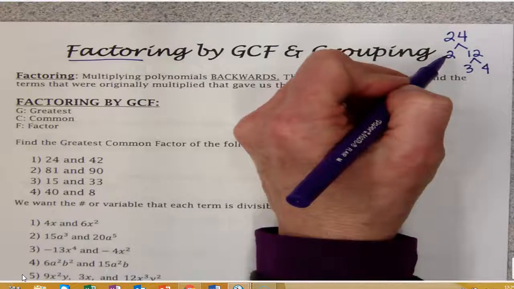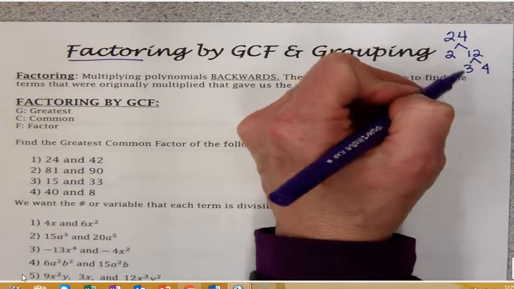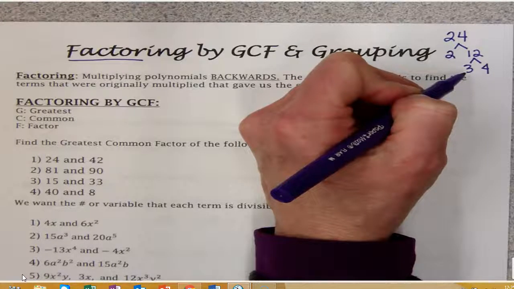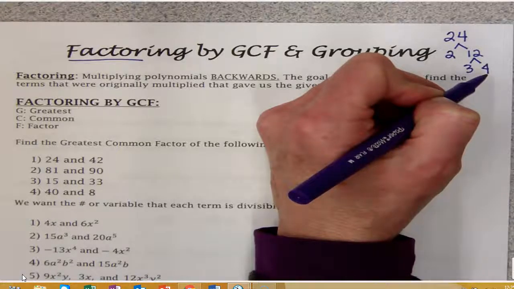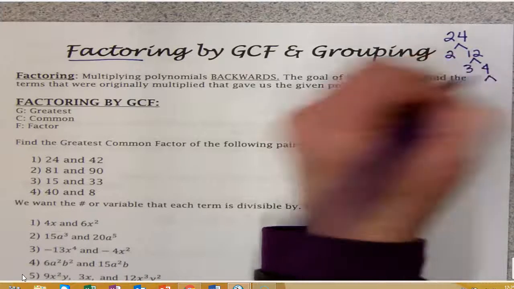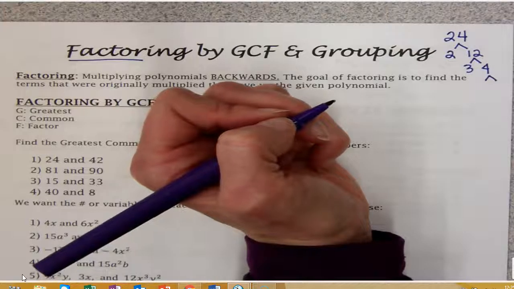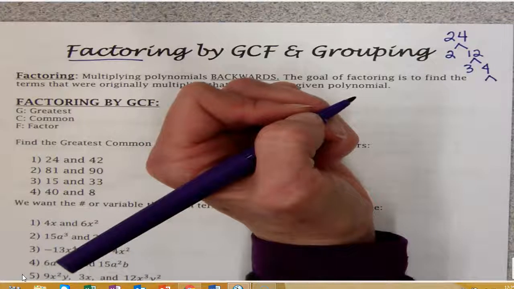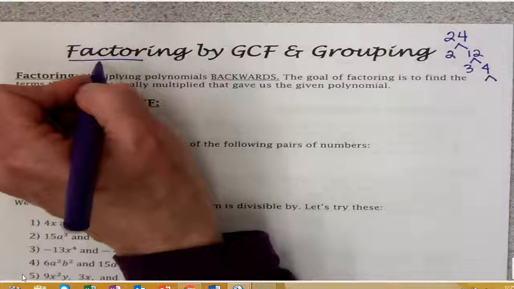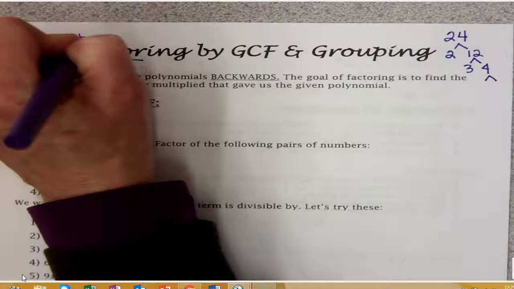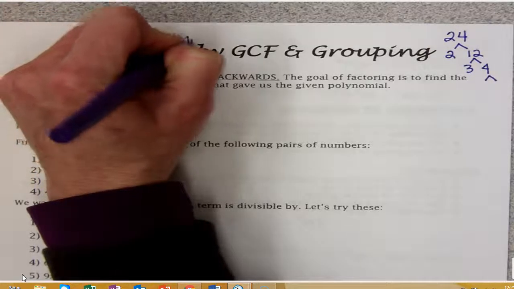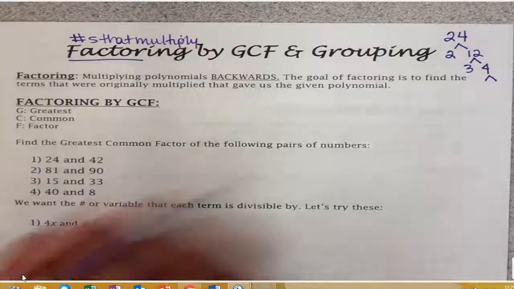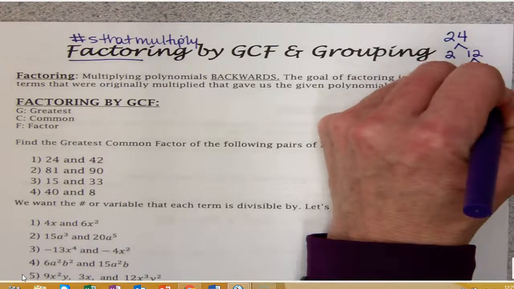Now, 2 is prime, so I can't break 2 down anymore. 3 is prime, I can't break down 3 anymore. But 4 is not prime. I can still break down 4 into smaller factors. What two factors multiply to give me 4? What numbers multiply to give me 4? That's what I'm talking about with factoring: numbers that multiply to get that number. So 4 breaks down into 2 and 2.